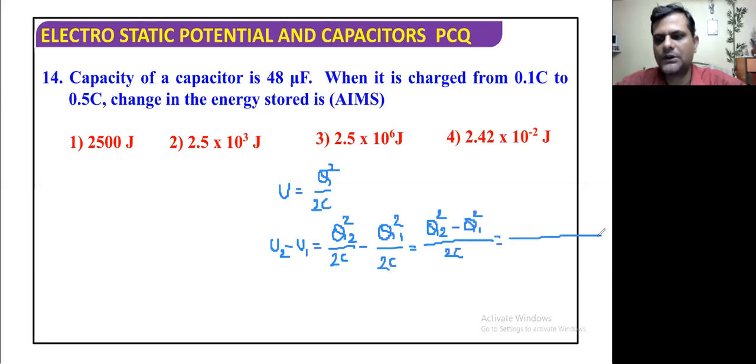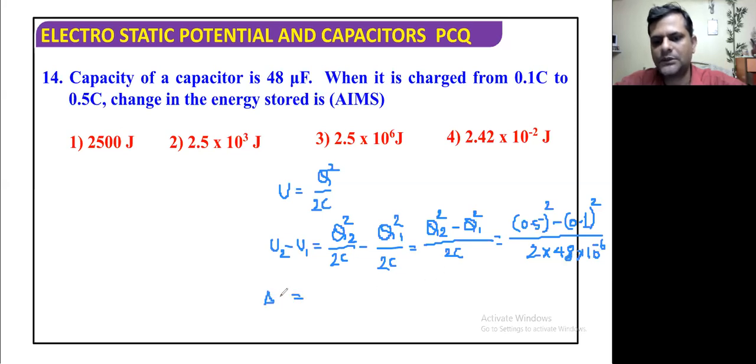So here Q1 and Q2 are already given. Q2 is given to be 0.5, so this 0.5 उसका square हमको करना है. Minus here it will be 0.1, उसका भी square करना है. That is to be divided by 2 times the capacity of the capacitor, which is actually 48 microfarad. So it will be 48, and microfarad की वजह से यहाँ पे आएगा 10 raised to minus 6 here, right? And because of that, we can solve this further.